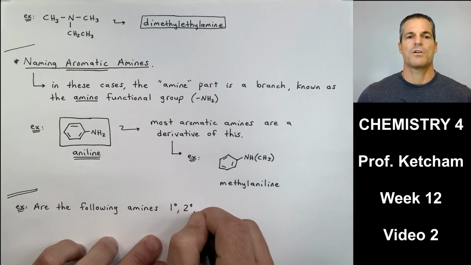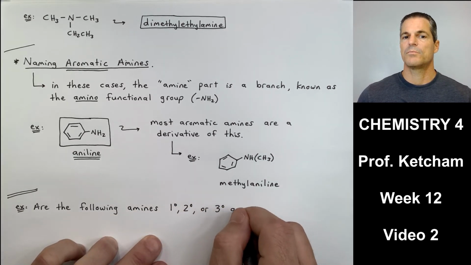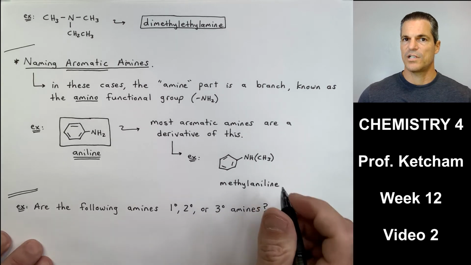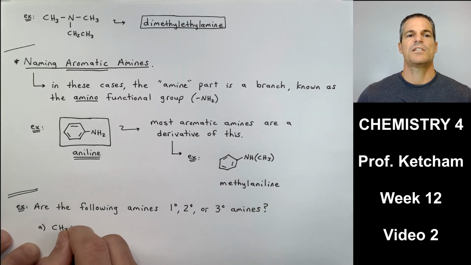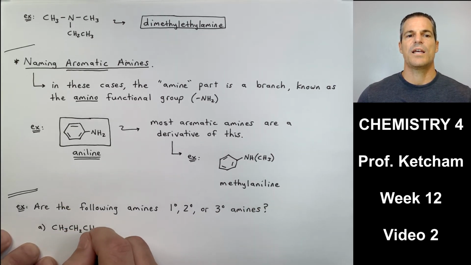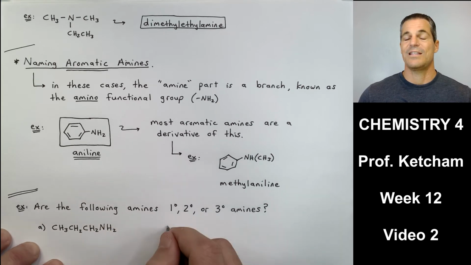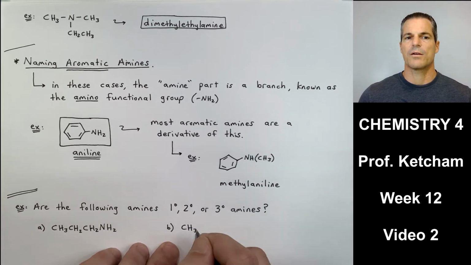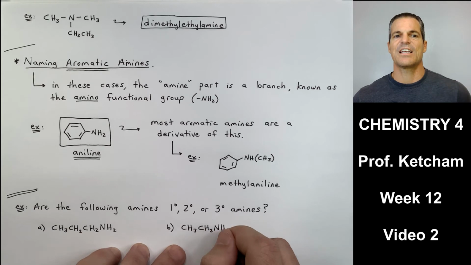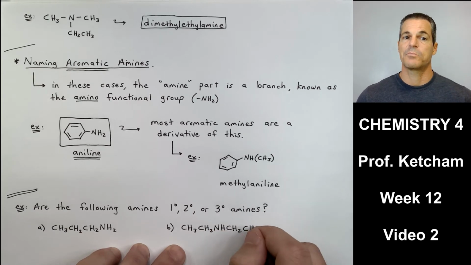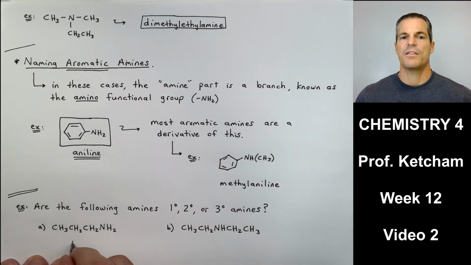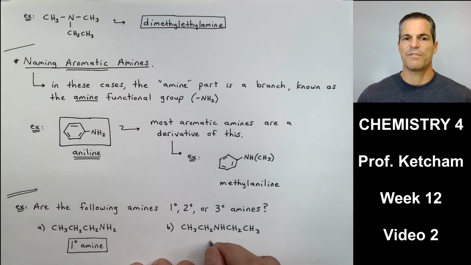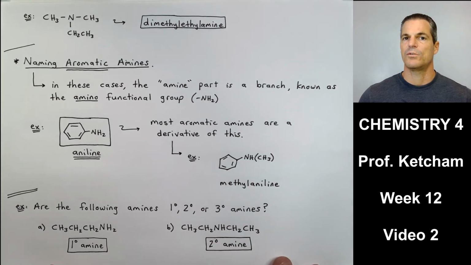Example at the bottom of the page. Are the following amines primary, secondary, or tertiary amines? CH3, CH2, CH2, NH2. Well, in A, there's only one organic group. There's that propyl group sticking off of the nitrogen. This is a primary amine. For the other guy, B, I see we have 2 ethyls off of the nitrogen, so this is a secondary amine because the nitrogen's attached to 2 carbons.